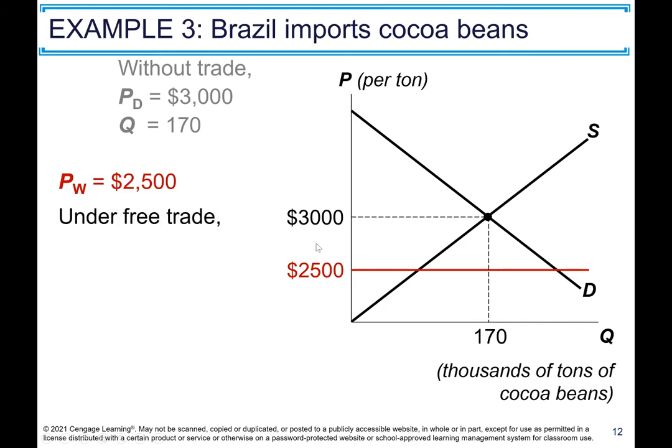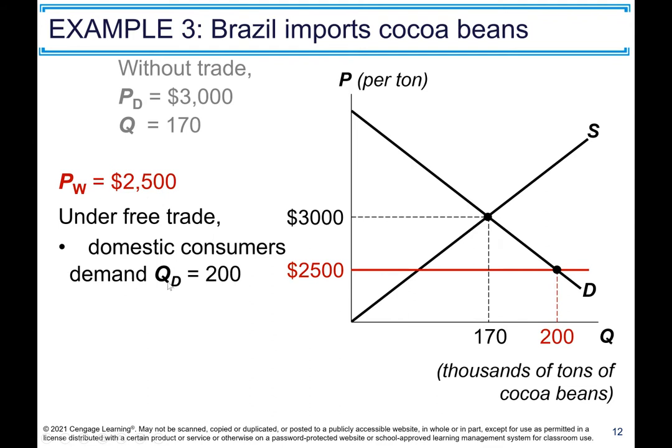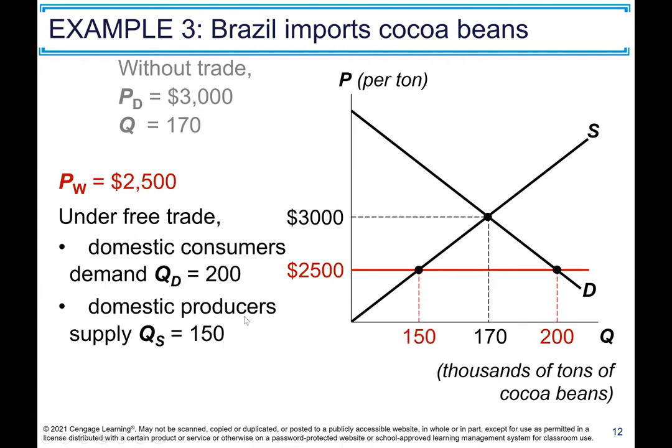Under free trade, domestic consumers will demand 200,000 tons of cocoa beans. Domestic producers will make available 150,000 tons. Then the country will have to import the rest. Because demand exceeds supply, the rest will have to be imported from outside the country, and that would be the shortage.